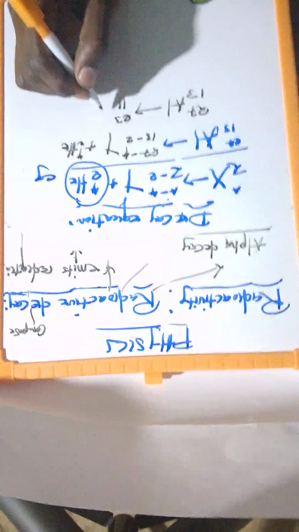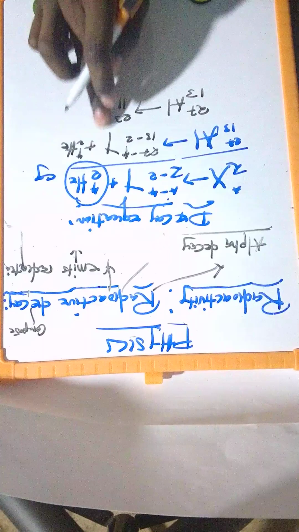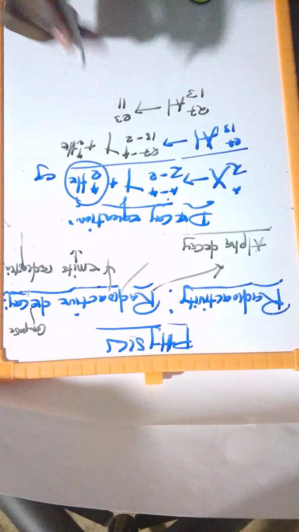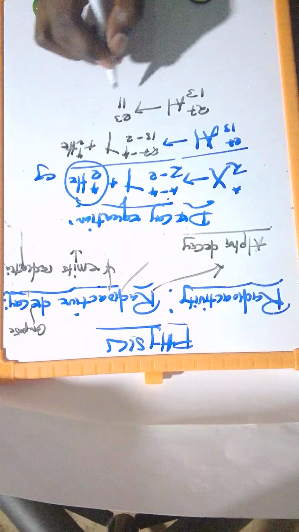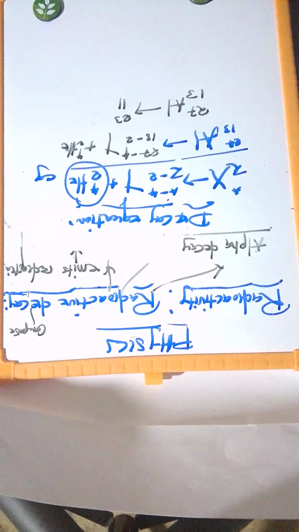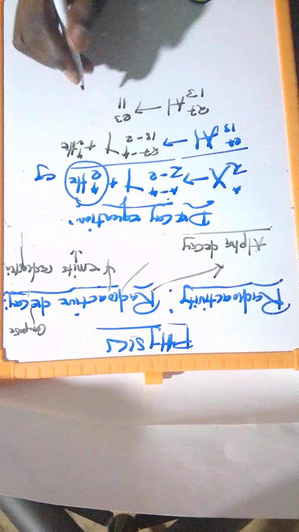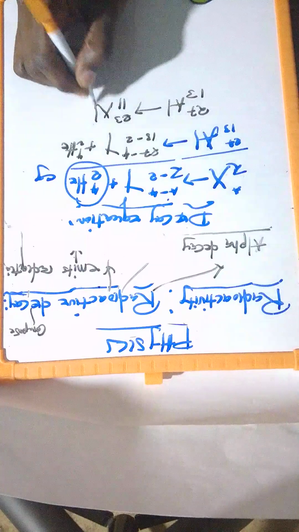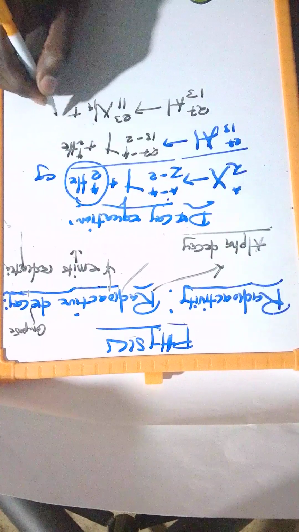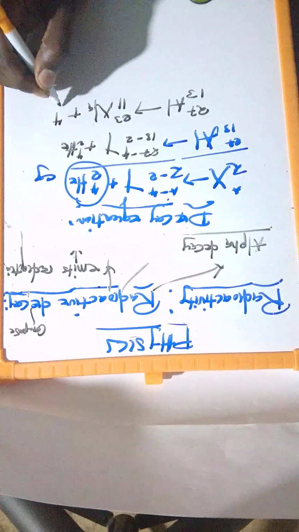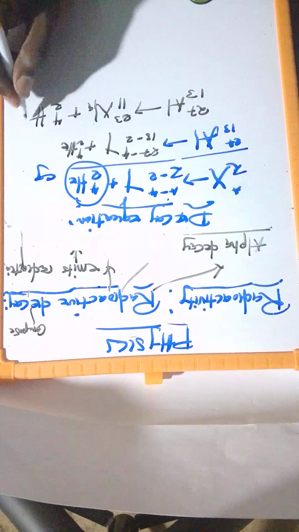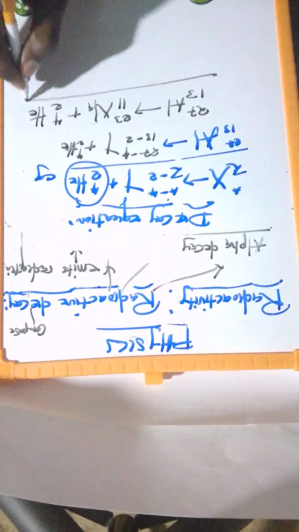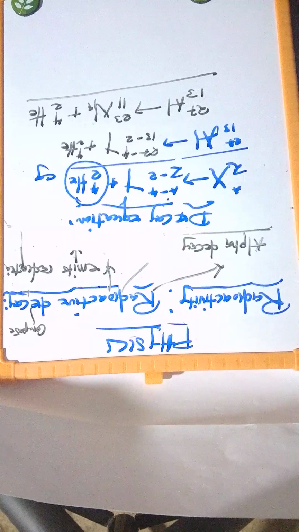Then from here, we'll say which element has the mass number of 23 and the atomic number of 11, so that is sodium, then plus 4, then 2, then we put helium here. So this is our new equation.